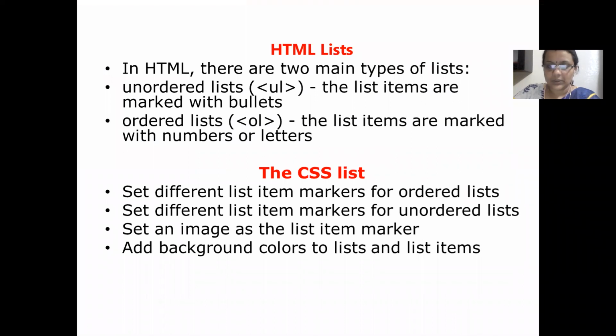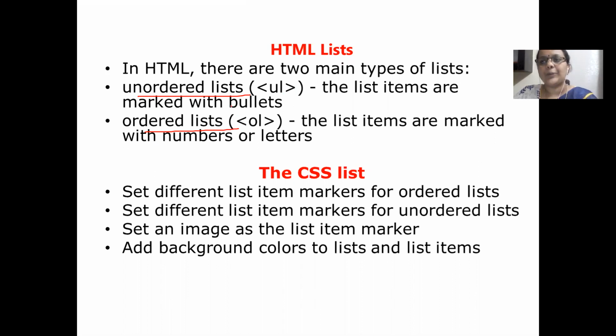First, the HTML list already has two main categories: unordered list and ordered list. An unordered list is displayed with bullets or sometimes squares, not in any order. In the case of an ordered list, it is put number-wise: 1, 2, 3.